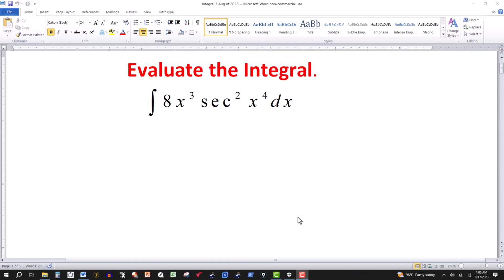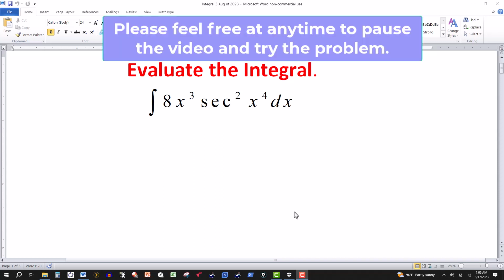In this video we have the integral of 8x to the third times secant squared x to the fourth. Let's go ahead and study this integral here. We got a secant squared. We know the derivative of tangent is secant squared.